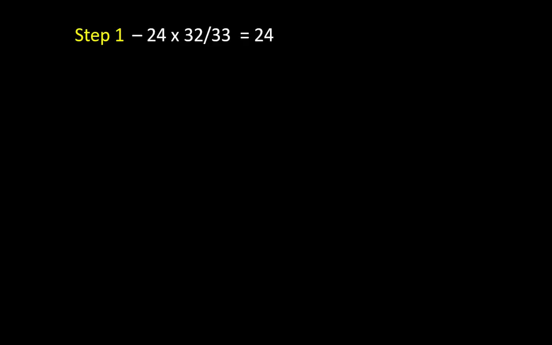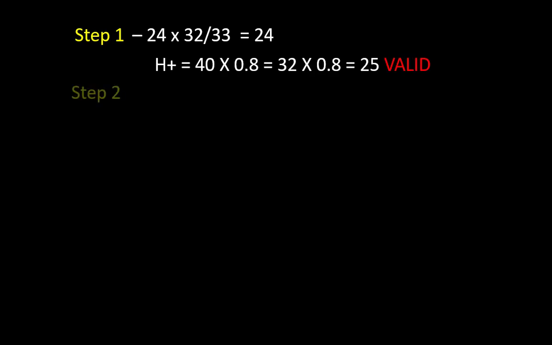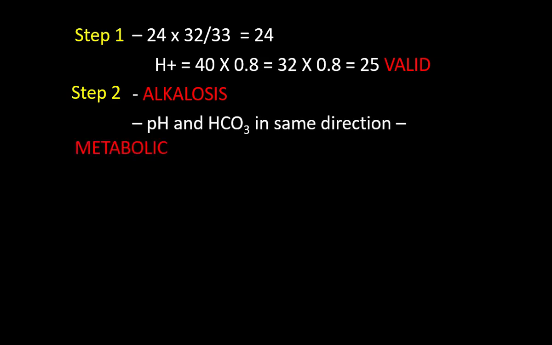Step 1, 24 into 32 by 33. Sorry, step 2, 40 into 0.8. This is 25. So it is valid, no doubt about it. Step 2, alkalosis. pH and PCO2 are in the same direction. That becomes the metabolic thing.